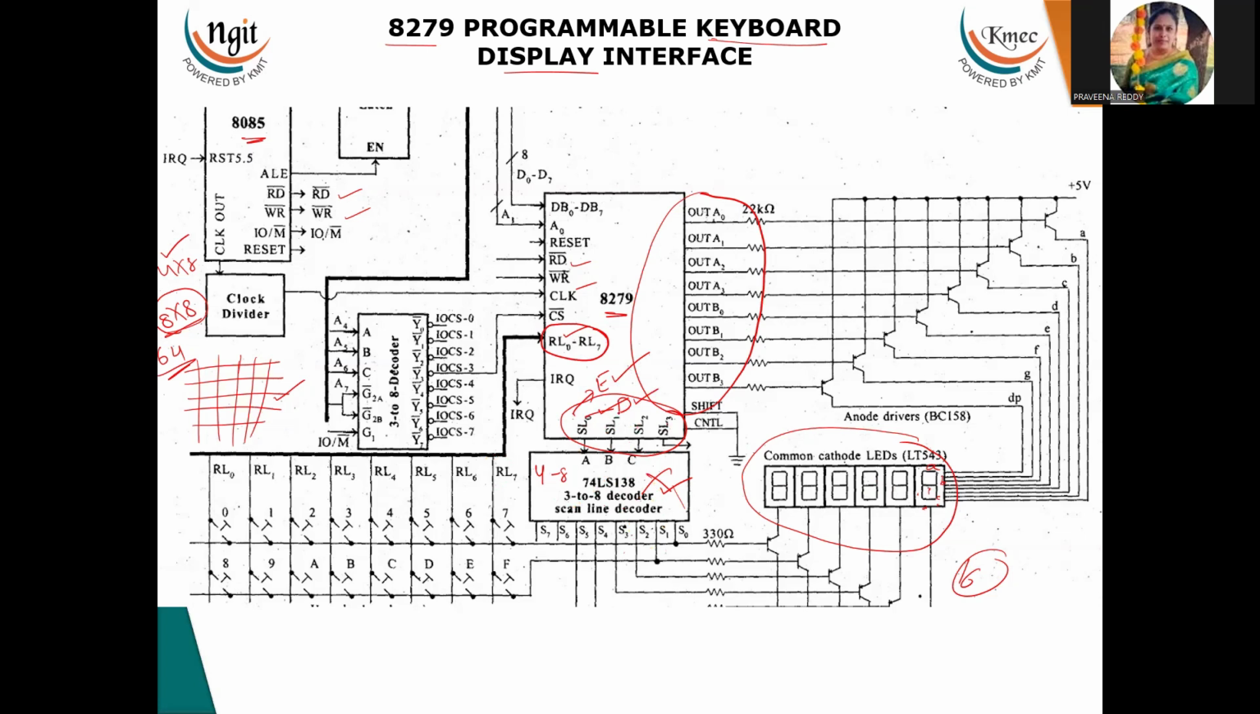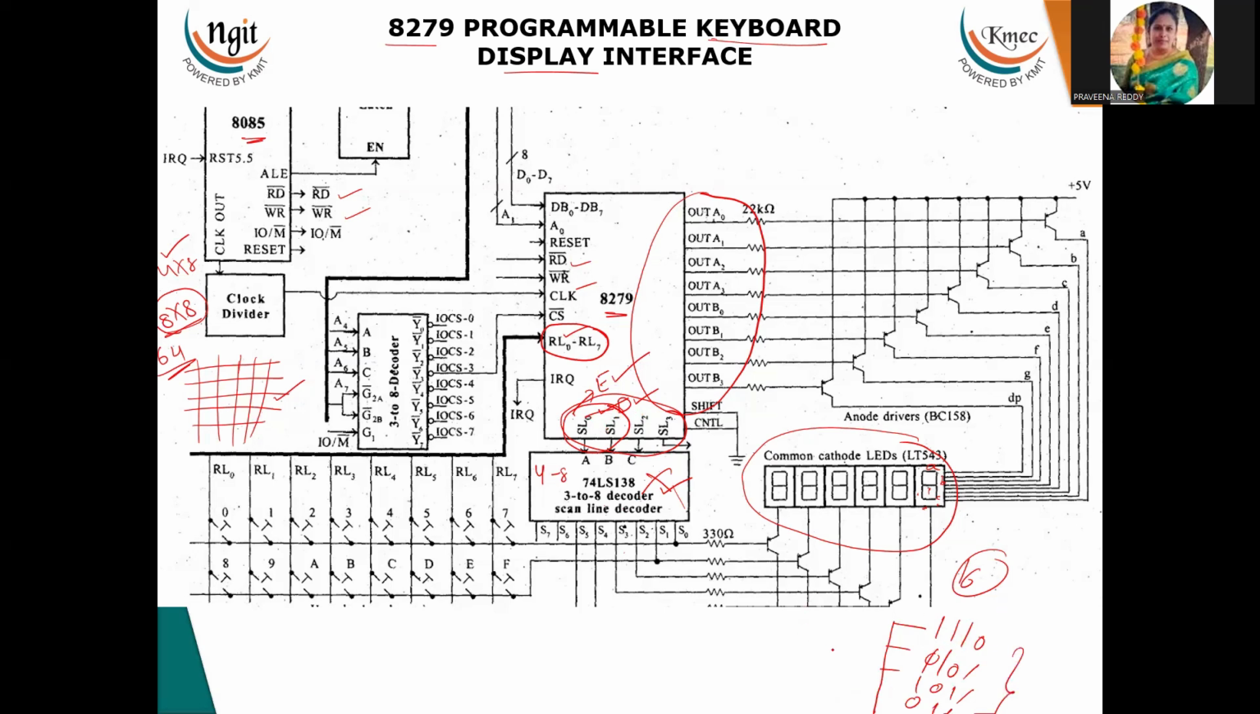We are not connecting any external IC. So these least significant scan lines are applied to the internal decoder. Now in this IC, an internal decoder is there. That decoder will decode and give the 4 scan lines: 1110, 1101, 1011 and 0111. These 4 scan lines are available.